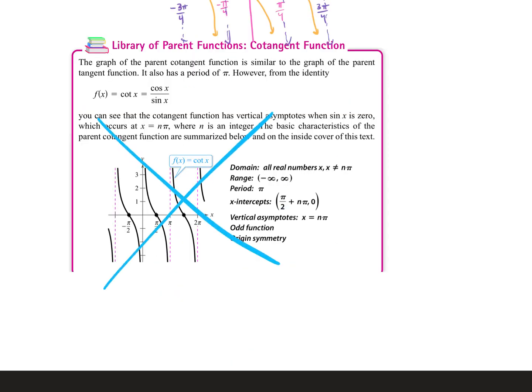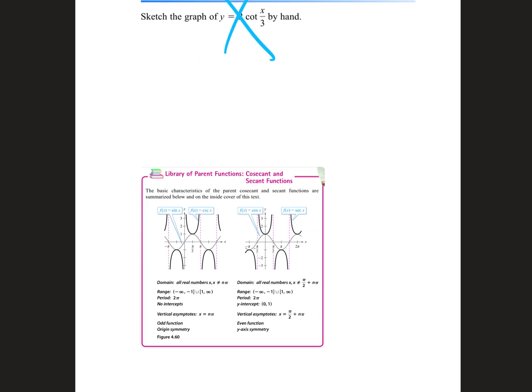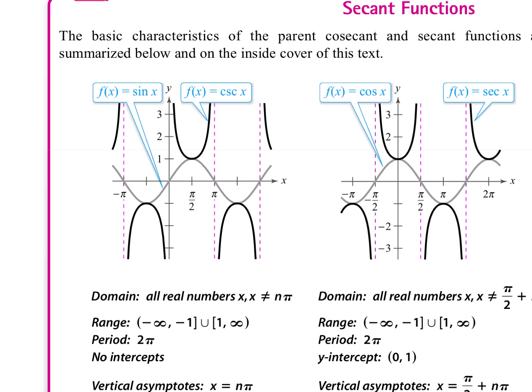So you can cross out cotangent. We're going to skip those. And we're going to go down to cosecant and secant. So remember that cosecant is the reciprocal of sine. So we use the sine graph to help us graph the cosecant graph. So our sine graph is this one, the gray line here. The cosecant graph has the asymptotes where our sine graph is 0. So wherever our sine graph is 0, that's where we would put an asymptote.